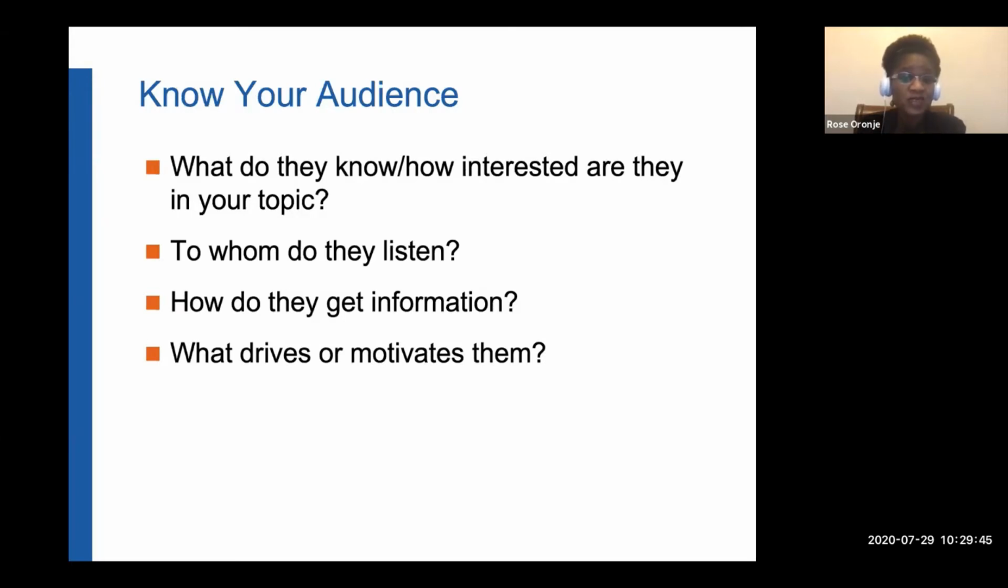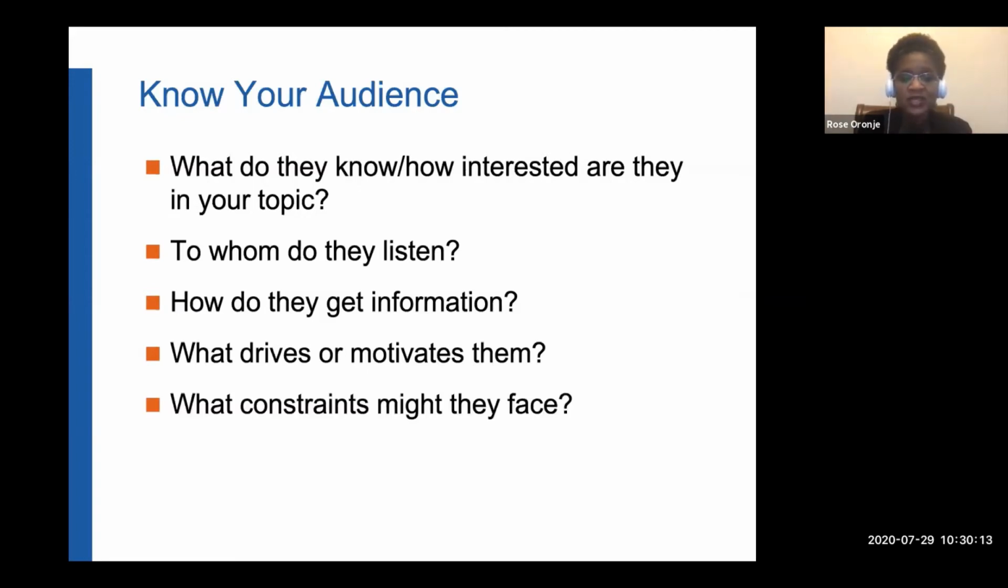What drives or motivates them? This is important, because sometimes you realize that leaders often have a number of things that drive the work that they're doing or the way they lead. So knowing them a bit more means that you can actually frame your research or your evidence or your engagement with them around the issues that motivate them, or the issues they are passionate about, or the issues that really drive them.